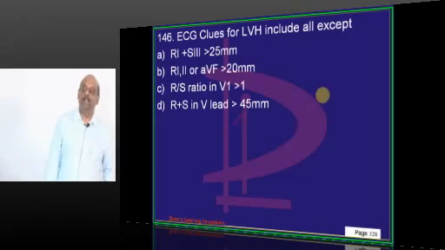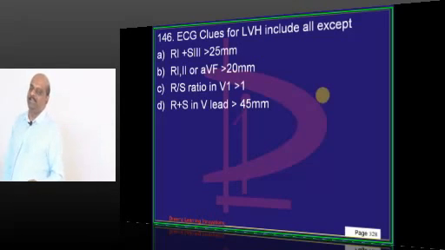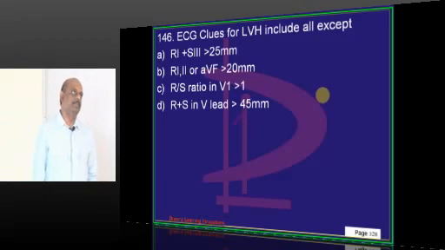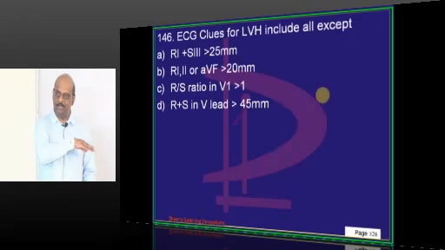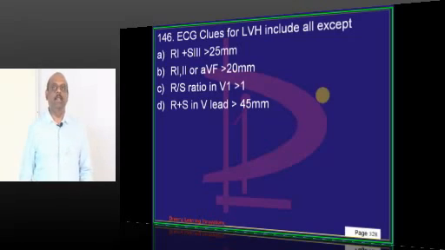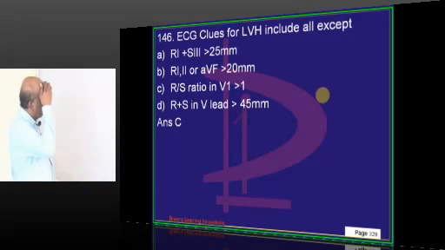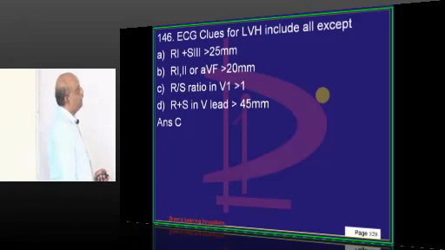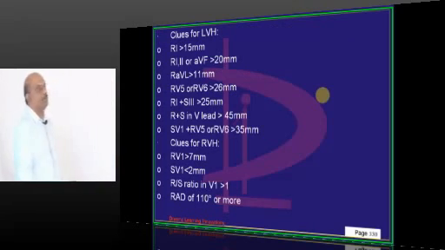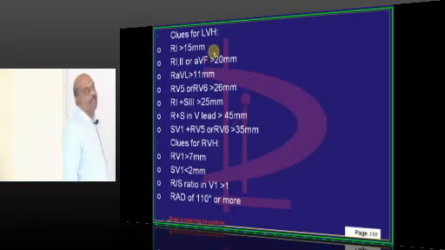To say that it is LVH, V5, V6 are left-sided leads, V1, V2 are right-sided leads. Then lead 1 is also pointing towards left, right? Then there are certain criteria. When do you call LVH?